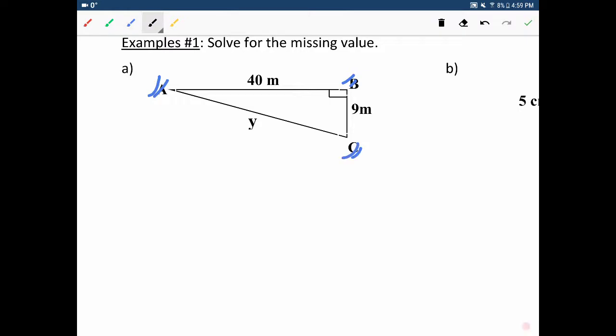So what you're going to do is start by labeling the hypotenuse. Now remember, the hypotenuse is the longest side. It's also directly across from the right angle. So this is our hypotenuse, and you must label it C. The A and the B are the other two sides. It doesn't matter which one you label where.